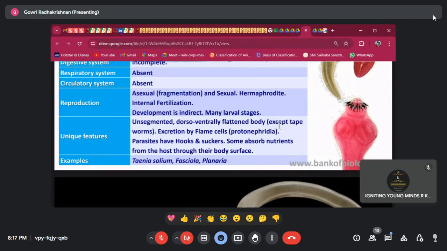Tapeworms are segmented. Excretion by flame cells, that is protonephridia. Parasites have hooks and suckers. Some absorb nutrition from the host through their body's surface.